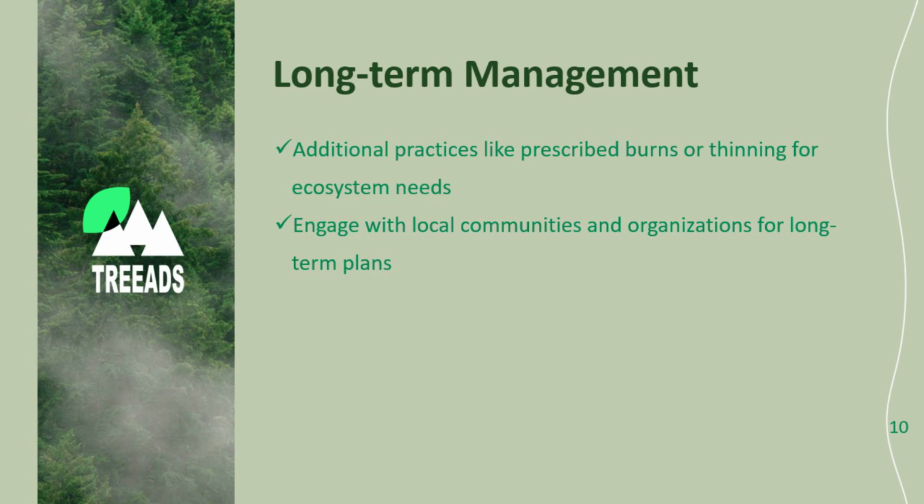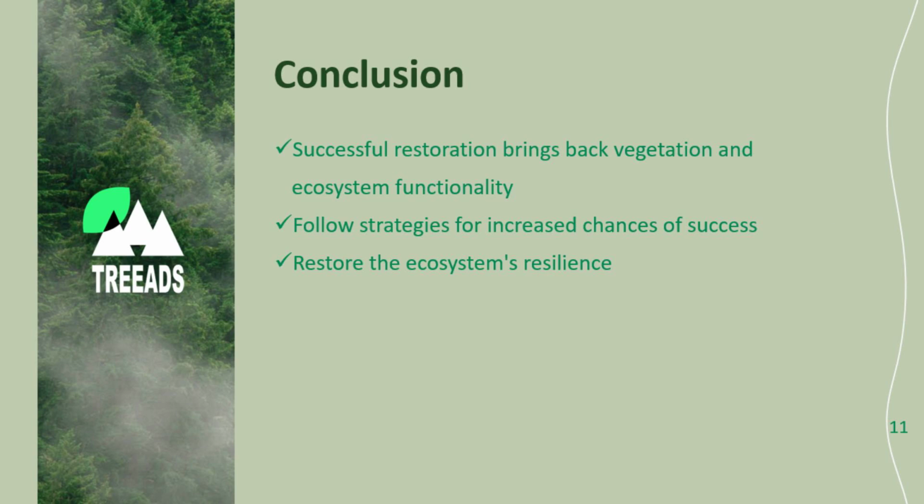Lastly, concerning long-term management, depending on the specific needs of the ecosystem, additional management practices can be implemented. These can include prescribed burns, thinning, or selective grazing to maintain and promote a healthy vegetation structure. Engage with local communities, organizations, and government agencies to establish long-term management plans and ensure the sustained success of the restoration efforts. In conclusion, by following these strategies, you can greatly increase the chances of successful post-wildfire vegetation restoration.